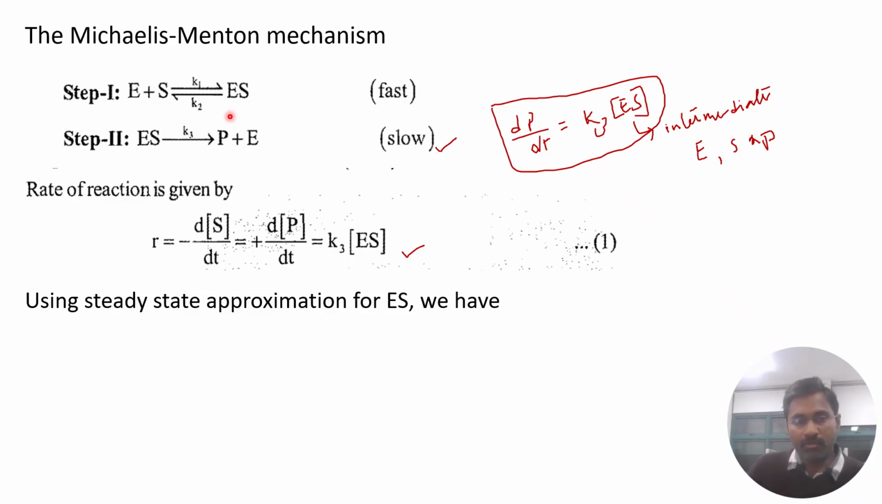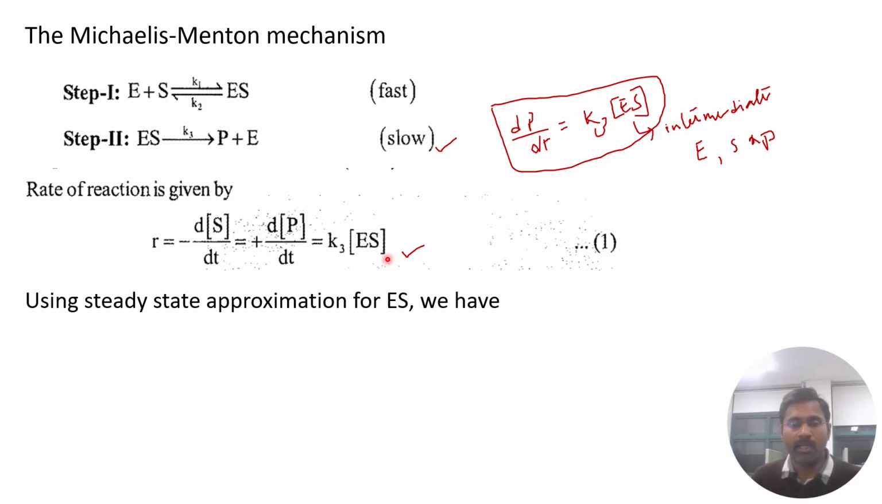So in these two, step 1 is the fast step and step 2 is the slow step. As we understand, when you have multiple elementary steps in a reaction, the rate of a reaction depends upon the slowest step. So here step 2 is the slowest step. The rate of product formation depends upon step 2. So based on that, we can write the rate of reaction as dP by dt, the rate of product formation, equal to the rate constant K3 multiplied by the concentration of ES.